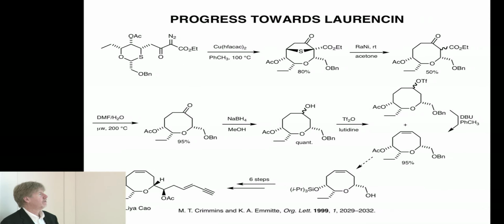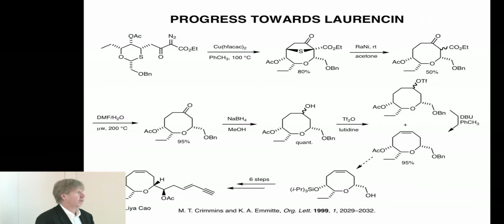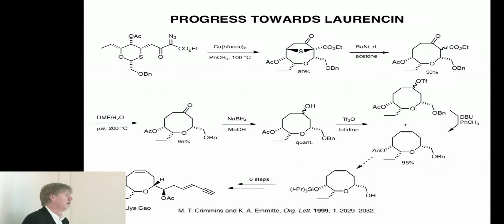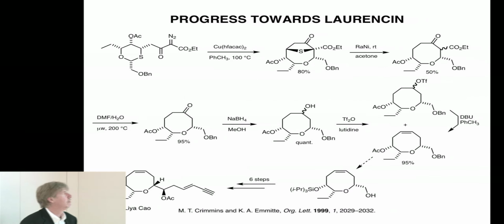And now to put in the olefin, Leah was able to reduce this ketone and convert it to the triflate, and under those conditions, she actually saw some elimination spontaneously, and she was able to convert the triflate then into the olefin. And this, we think, we can correlate very easily with this intermediate that Mike Crimmins reported as being 6 steps away from Lawrencin. So this is where we stand. I hope to have a formal synthesis of Lawrencin completed very shortly.